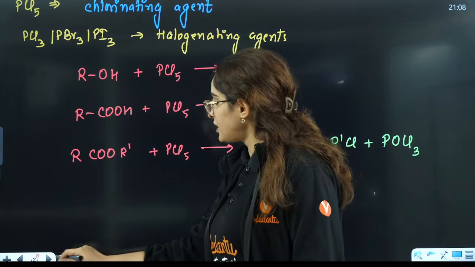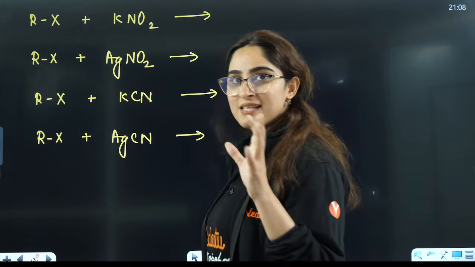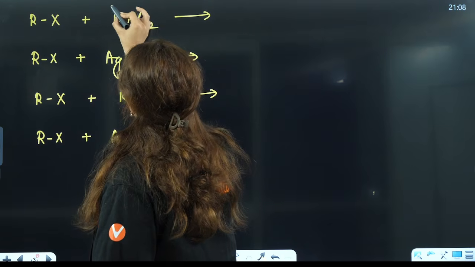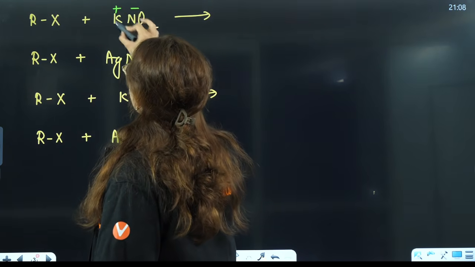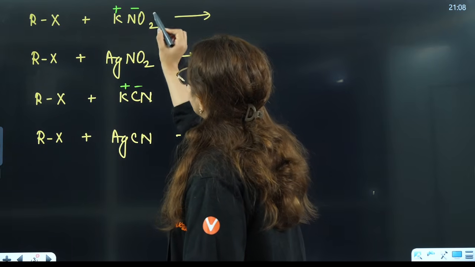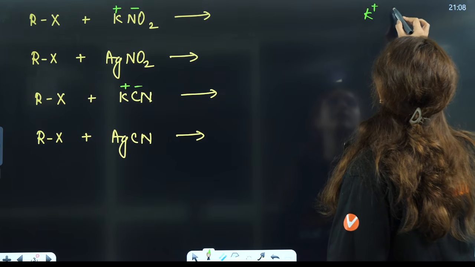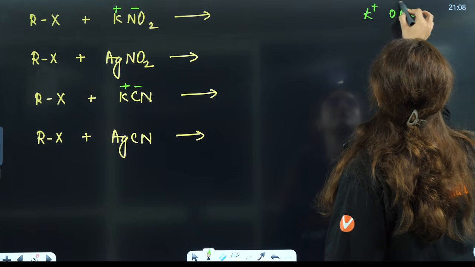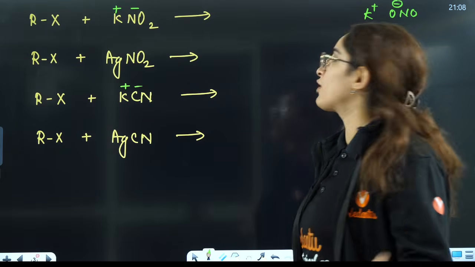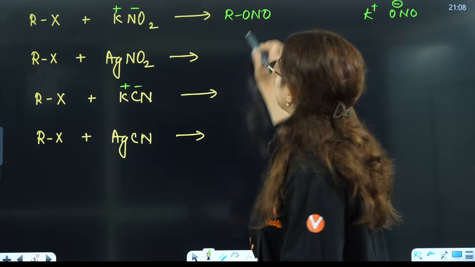Okay, now next is if you have RX, that is alkyl halide, with KNO2. This is a very important question, why this happens, because here you have an ionic bond and here also you have an ionic bond. So here, due to the ionic bond, K is positive, this will be ONO, this is negative, and that is why oxygen is also available for the bond. So here the answer will be RONO.